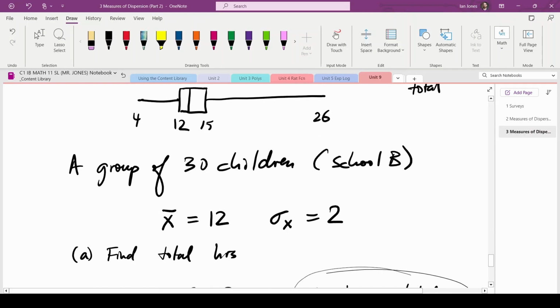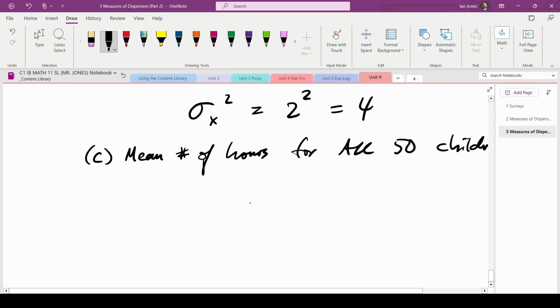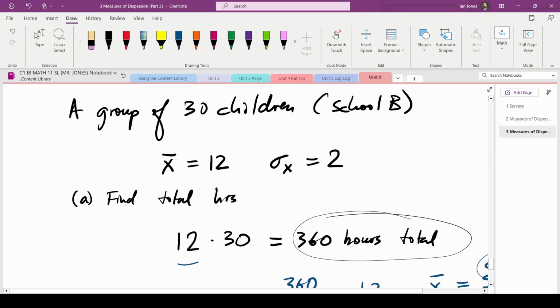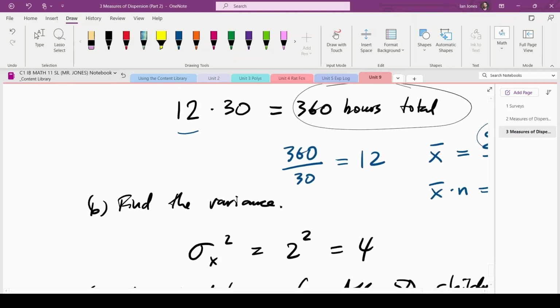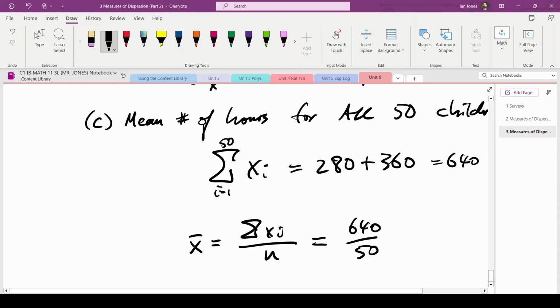That's going to be 280 plus 360. So our sum of hours for all 50 children is going to be 280 plus 360, if I got that right. 360, yes. 280, yes. And then that means that the mean is the sum divided by the number of children. So it's going to be this result, 640, divided by the 50 children.